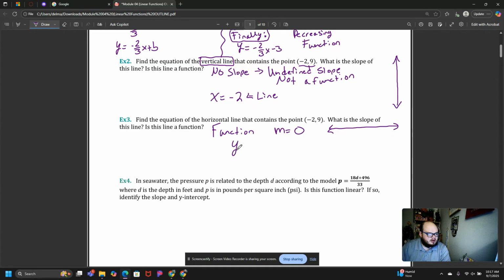Now, a horizontal line, its function is through whatever the y is. Okay, in this case, the y is 9, so the function has gone through the 9. Okay, whereas with the vertical, it was going through the x value. Okay.